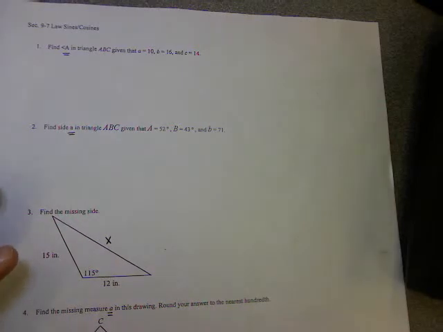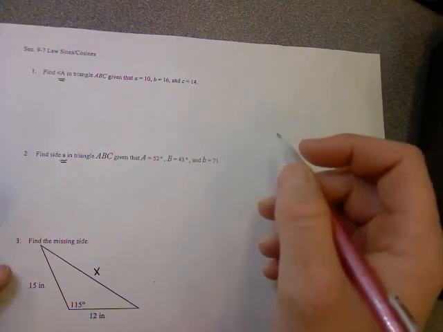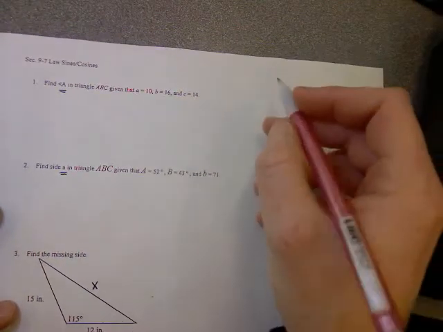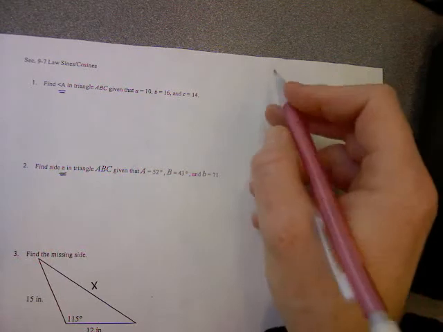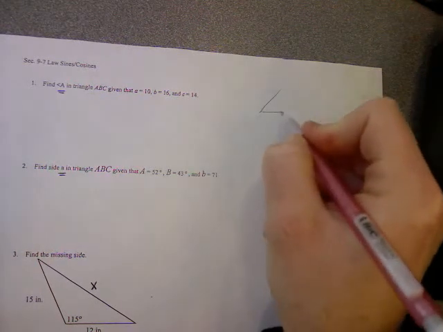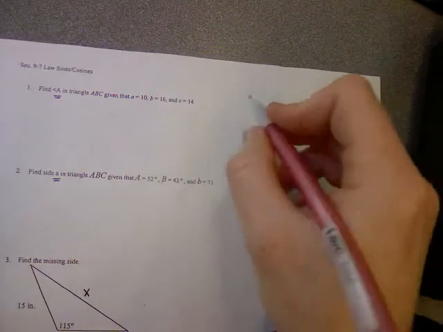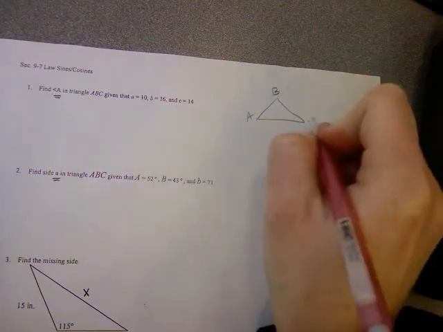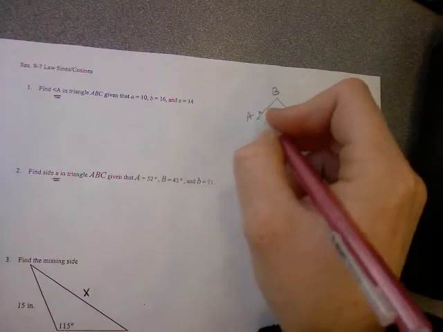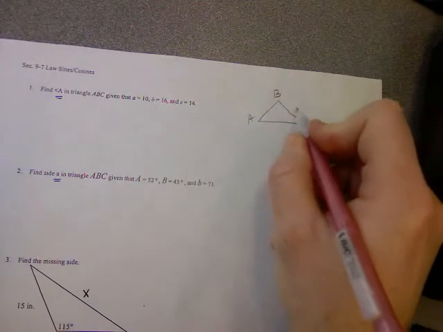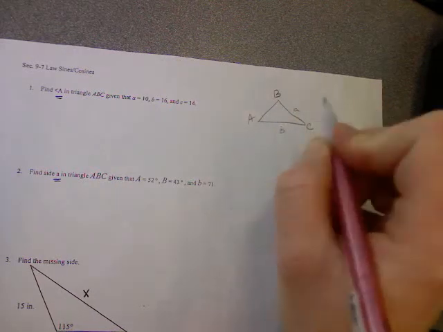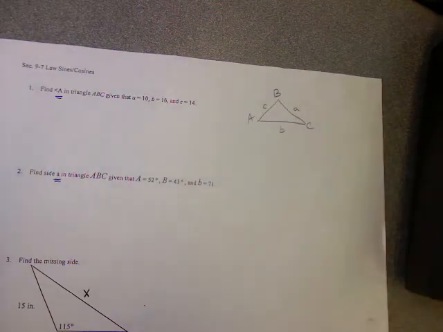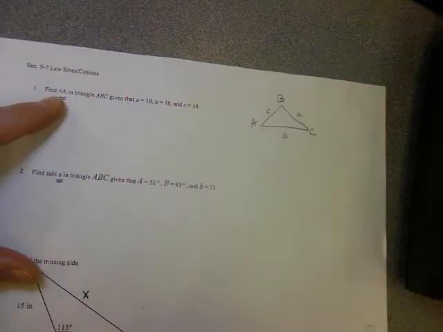Okay, for the law of sines and cosines, let's draw the triangle out so we can determine what we're going to use, law of sines or law of cosines. So we will draw an oblique triangle. Not right is oblique, so we have an A, B, C. Now across from big A is going to be little a, across from big B, little b, and little c across from big C.